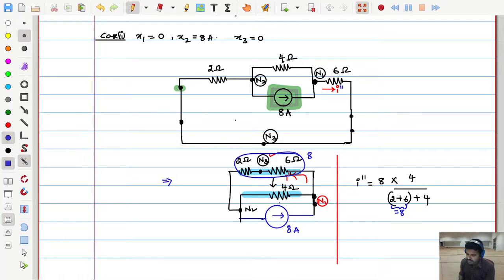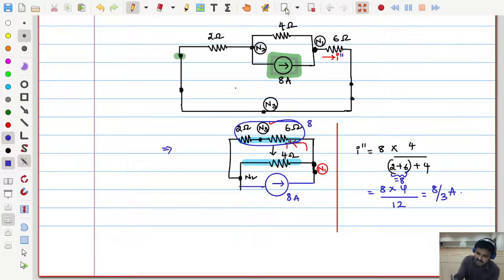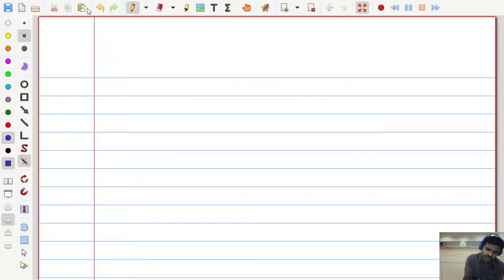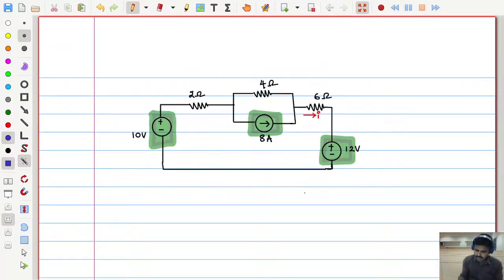Now I can use the current division rule. That's what I applied here. So how much will I get? 8 into 4 divided by 8 plus 4, which is 12. So this is 8 by 3 amperes. In the same way you can consider case 3 also. So for case 3, let me take the diagram here. Let me quickly finish case 3, then let me revise what we have done.